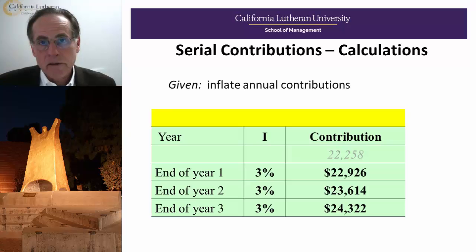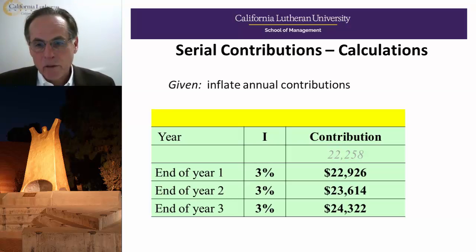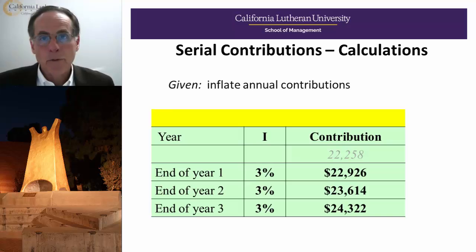So at the end of this current year, the contribution needs to be 22,926. At the end of the second year, it would have to be inflated by another 3%, or multiplying by 103%, and you're getting 23,614. And you'll be doing that in each of the years, all the way out to year 20. So you can see the idea is that as our clients move through the life cycle, their annual contributions increase with the serial approach. Again, another tool, another strategy you can put on your tool belt.